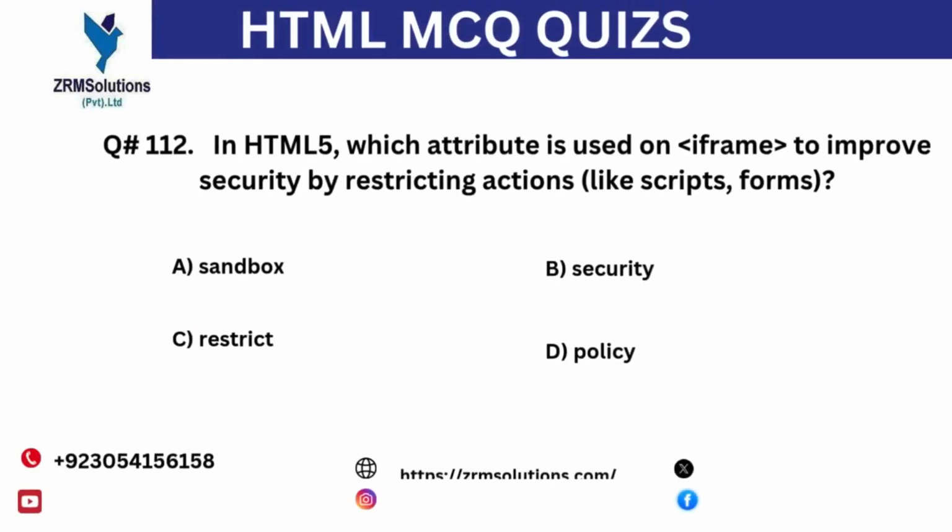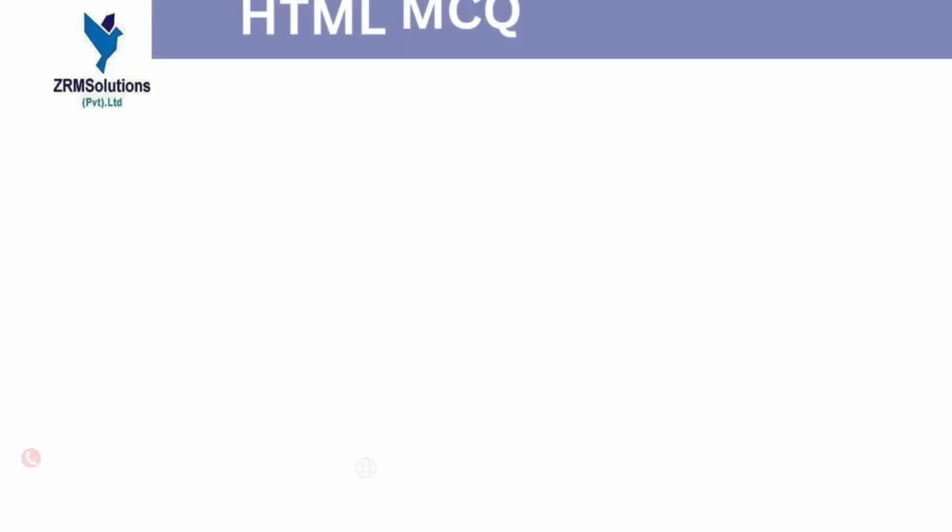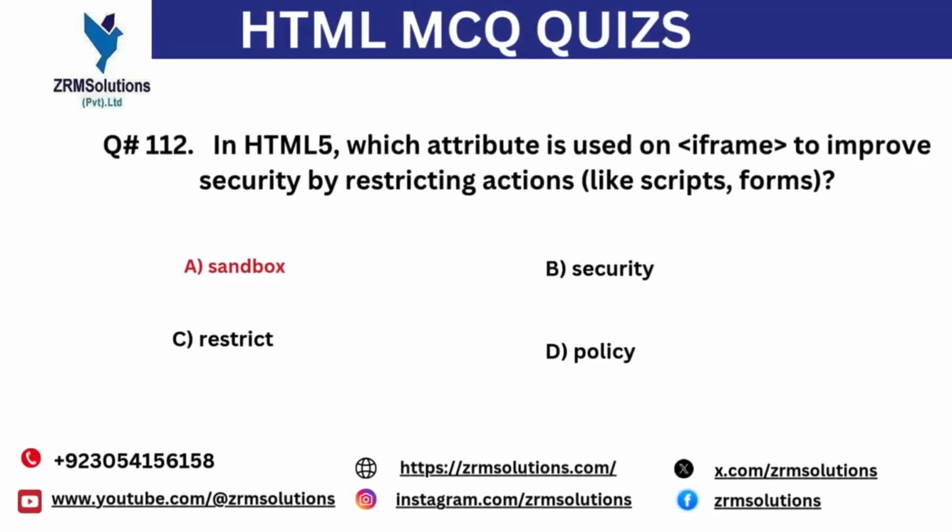In HTML5, which attribute is used on <iframe> to improve security by restricting actions, like scripts, forms? Option A, sandbox. Option B, security. Option C, restrict. Option D, policy. The correct option: A, sandbox.